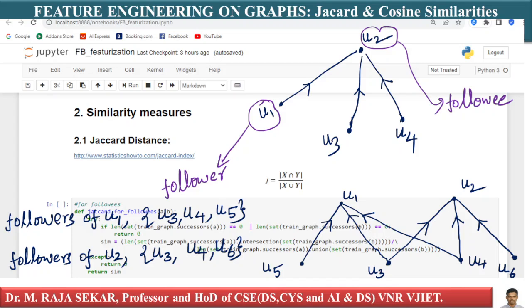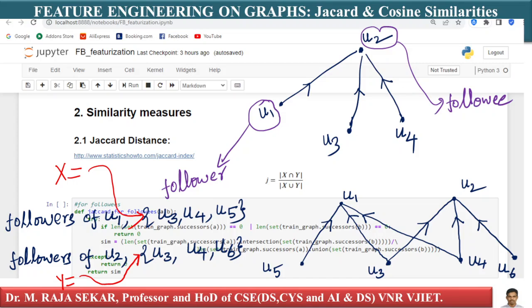What are the followers of U2? U3, U4, U6. Now I have two sets here. The first one is the set of followers of U1, and the second one is the followers of U2. Let's call them set capital X and set capital Y.